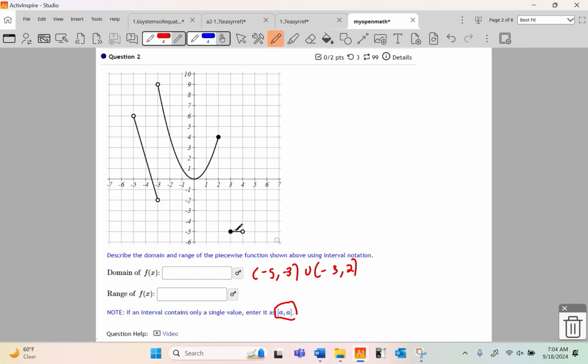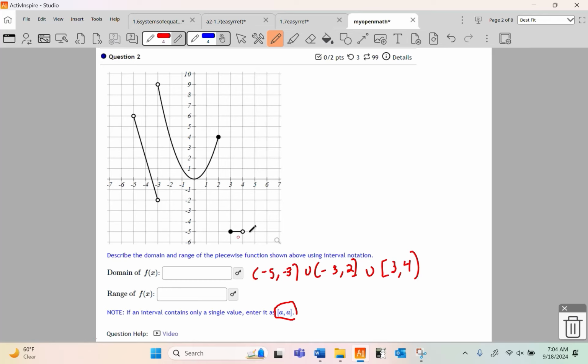Range, we have this little negative 5 down here. Oh, there's more, isn't there? Union with, sorry, I forgot about this guy, 3 to 4. Forgot about that little guy. Bracket on the 3 because it's solid, just like I did a bracket on the 2 because it was solid.